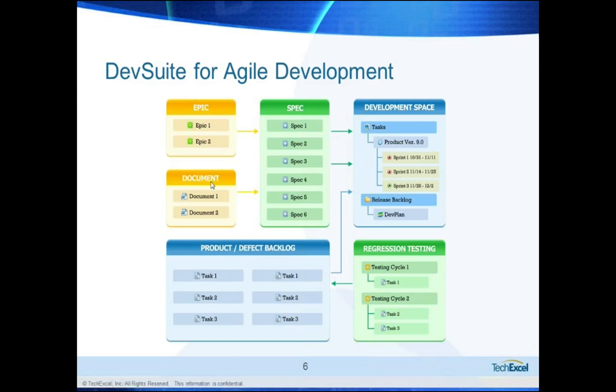Epic and document is a special type of epic. Epic represents a rough idea of what you want to do and often needs to be detailed, broken down into a set of specifications. Specs are the smaller and more quantified and normalized requirement items that need to be assigned to a development space. In the Agile case, you can assign them into a development sprint or into a release backlog.